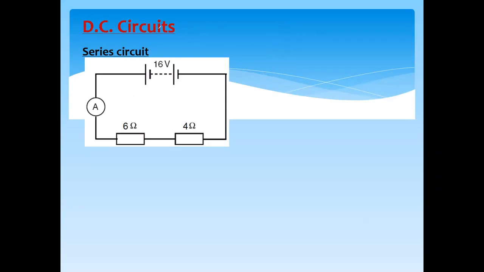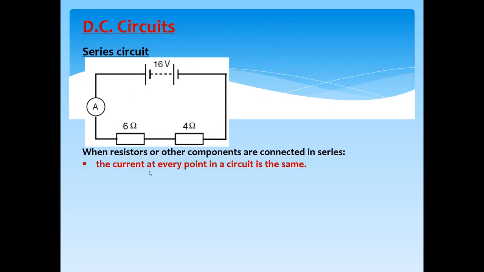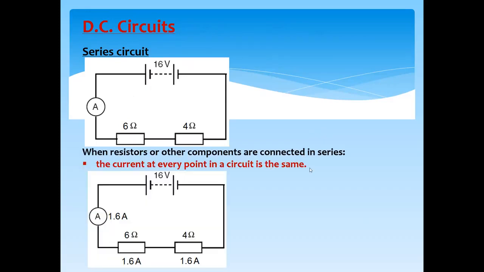Now, how can we solve this type of question? When resistors or other components are connected in series, the current at every point will be the same. For example, if the current coming from the battery is 1.6 ampere, how much will flow through the 6 ohm? That is 1.6. And how much will flow through the 4 ohm? That is also 1.6.